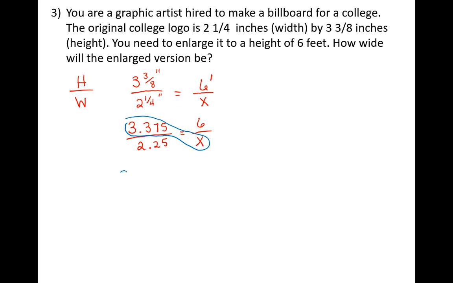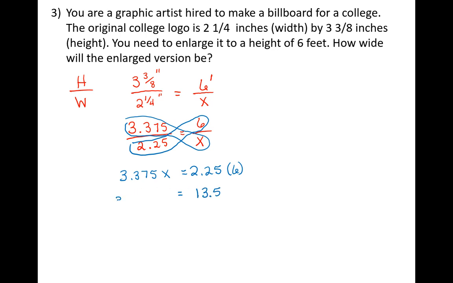3.375 times x, and I'm going to multiply these two numbers together. 2.25 times 6. Okay, I can go ahead and do 2.25 times 6. This side is 13.5.